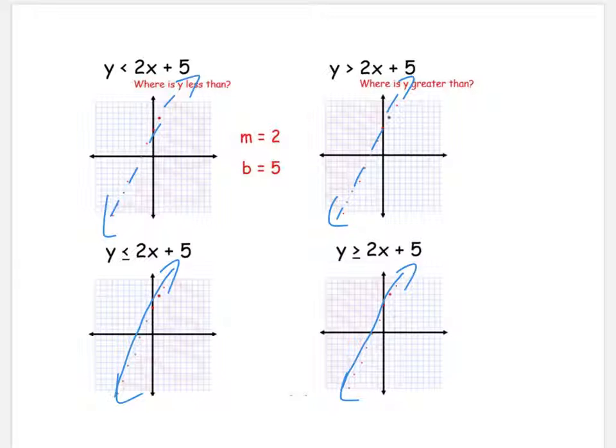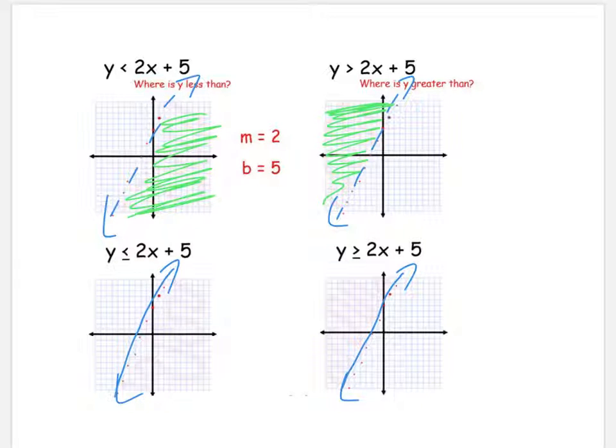So I would then take my pencil and I would shade in all of this graph that is below that line. The one on the right says y is greater. Anywhere that y is greater would be above that line because the y-axis gets greater going up, so I would shade above the line. The same thing on the bottom two: y is less than or equal to, since y is less than that line, I would shade below the line. And the other one, y is greater than or equal to, so I would shade above the line.